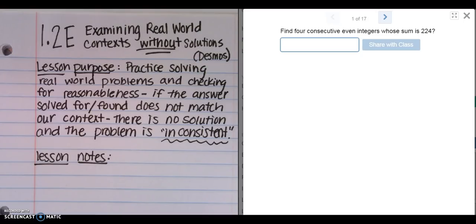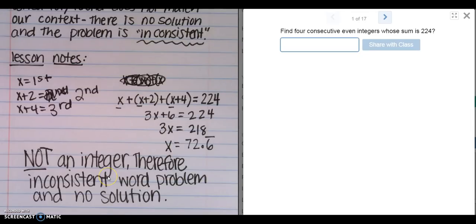The first screen asks us, find 4 consecutive even integers whose sum is 224. Okay, what are those 4 even integers? Please pause the video for 1 minute for students to figure out with their groups. Did you find that what you solved for was not an integer, therefore it's an inconsistent word problem and no solution? Exactly.